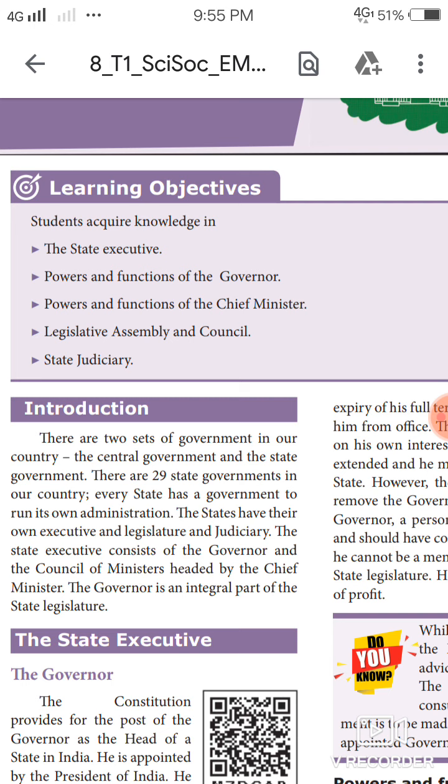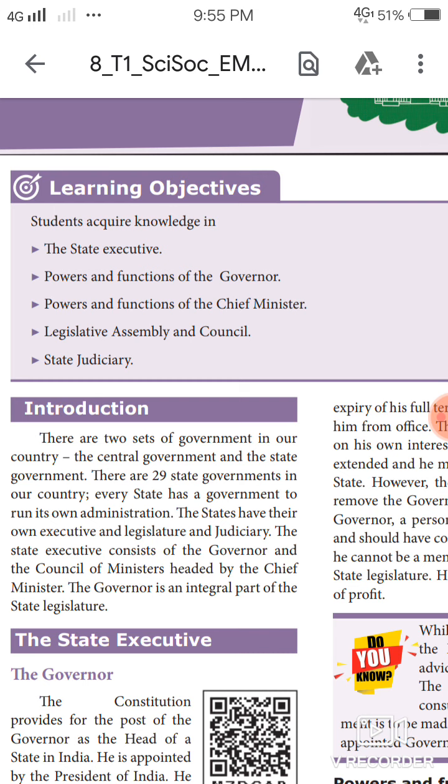Our country name is India. The central government and the state government. Here we have 28 states and 9 union territories. So every state has a government to run its own administration. So the states have their own executive, legislature and judiciary.